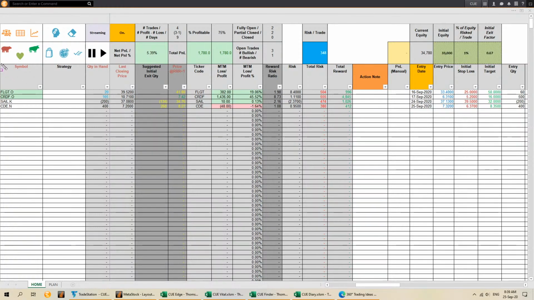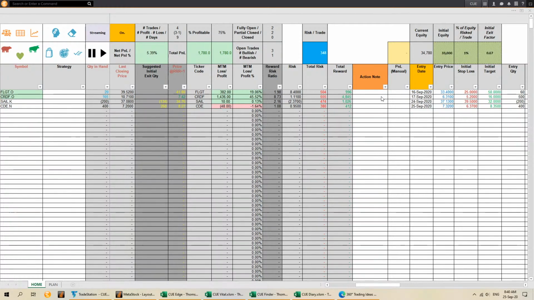What about the symbol column? That changes color, telling if my stop is already moved above the entry price for a long position, or moved below the entry price for a short position. Meaning these two for me, FLGT and CRDF, are almost guaranteed risk-free trades. Why? Because my stop loss is now above entry price.